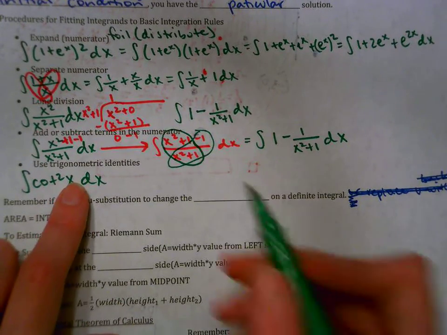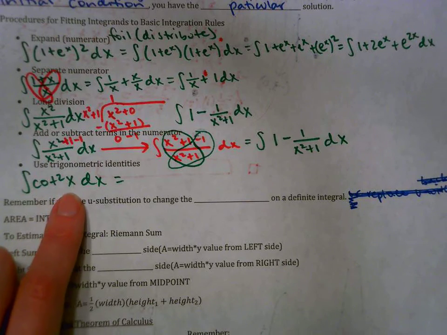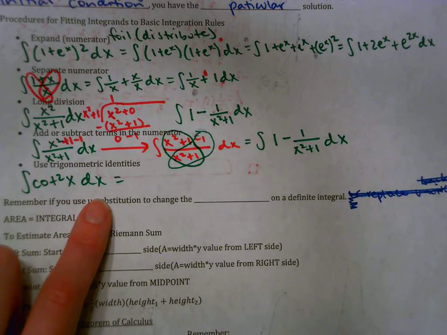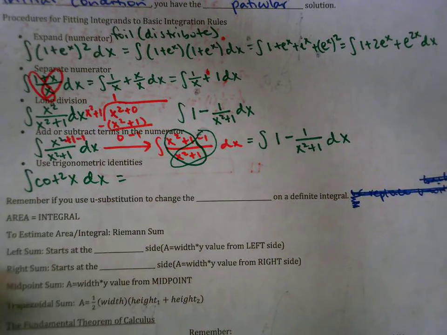But there's a lot of different identities you could do with cotangent squared. The Pythagorean identity that we have, if you go back and look at it, I'm going to write it over here.